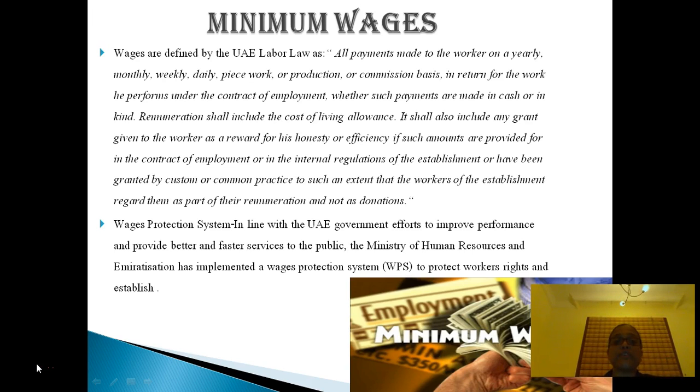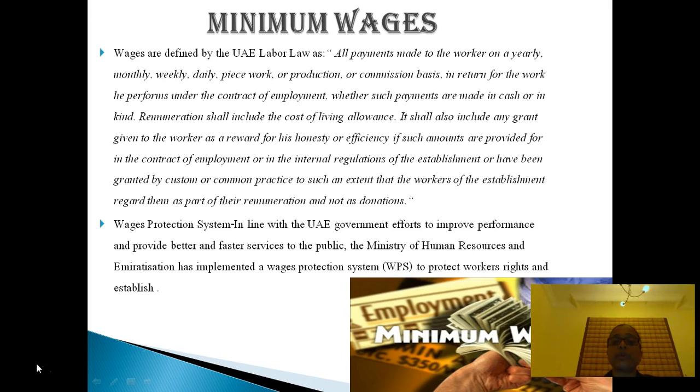Minimum wage. Wages are defined by the UAE labor law as all payments made to the worker on a yearly, monthly, weekly, daily, piecework, or production or commission basis in return for the work he performs under the contract of employment, whether such payments are made in cash or in kind. Remuneration shall include the cost of living allowance.